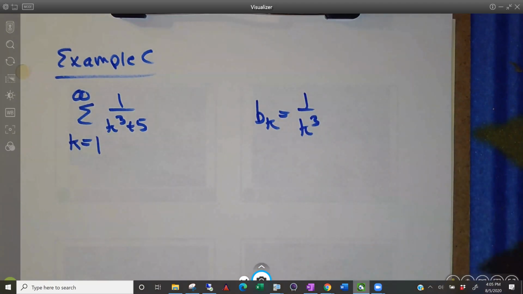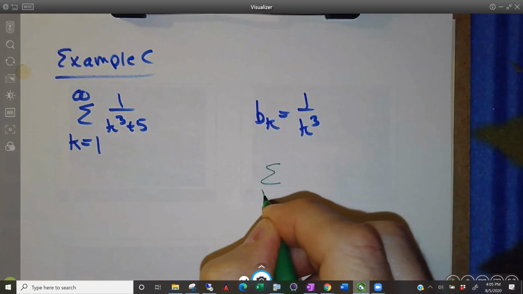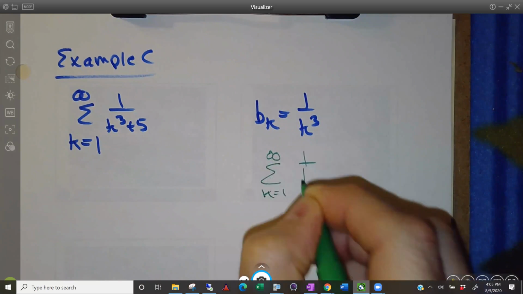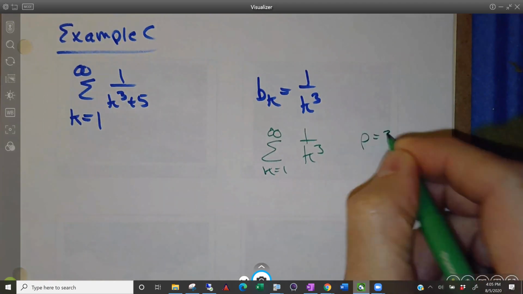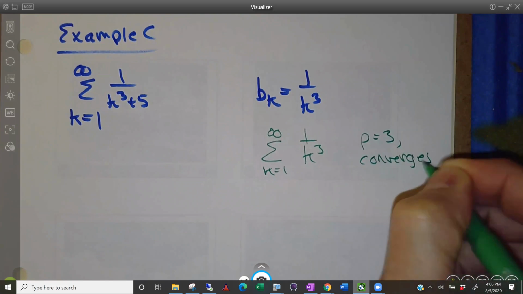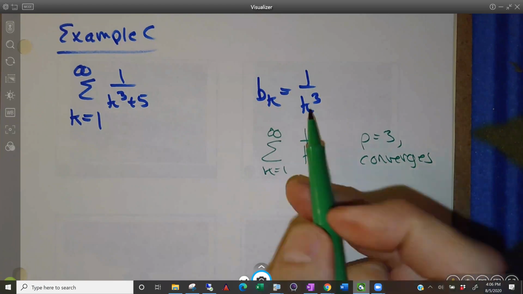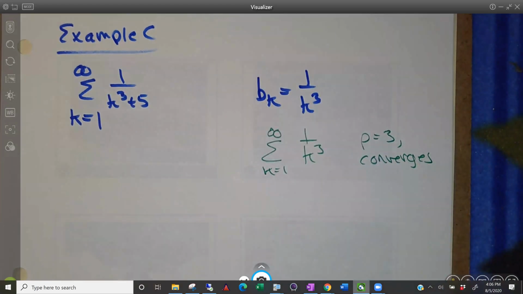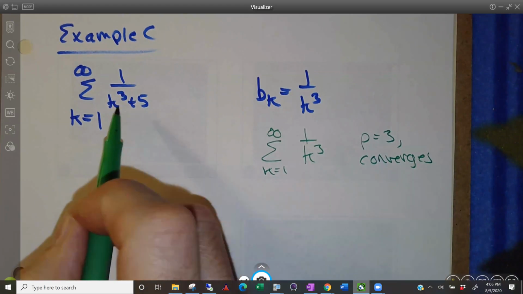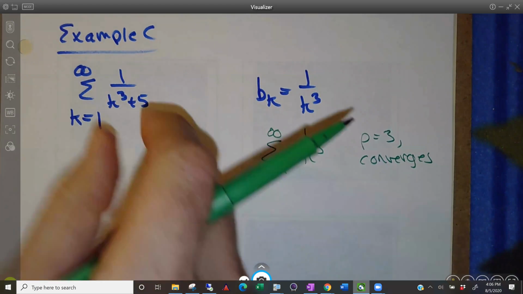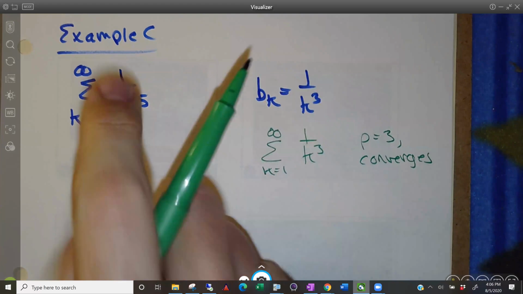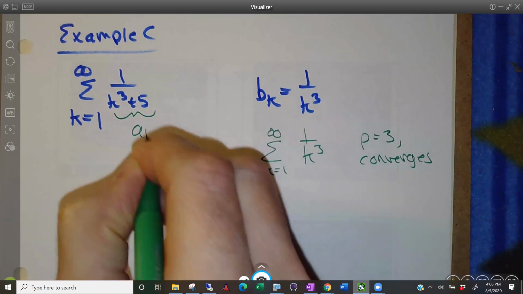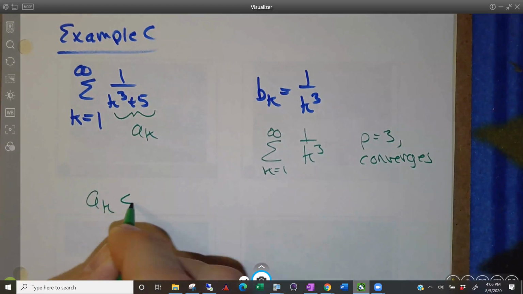And that's handy in this case, because what do you know about the series sum from k equals 1 to infinity of 1 over k cubed? It converges. Yeah, it converges. It's a convergent p series. P equals 3 converges. So if it converges, maybe I can use that to help determine the convergence or divergence of this one. There's something fortunate here. You're adding 5 to that k cubed term in the denominator. That makes the denominator bigger, and you're dividing 1 by a bigger number. That means this term, our a sub n, or a sub k, is smaller than b sub k.